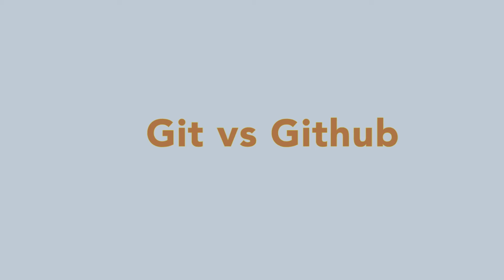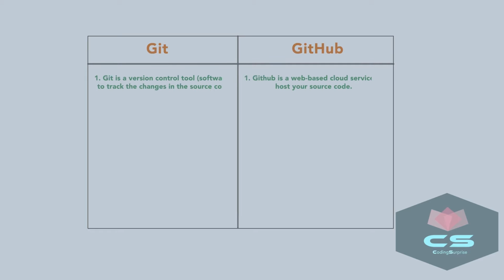Let's start. So the first one is Git versus GitHub. We'll discuss some major differences between Git and GitHub. Number one is Git is a version control tool to track the changes in the source code, whereas GitHub is a web-based cloud service to host your source code. So they are completely different.